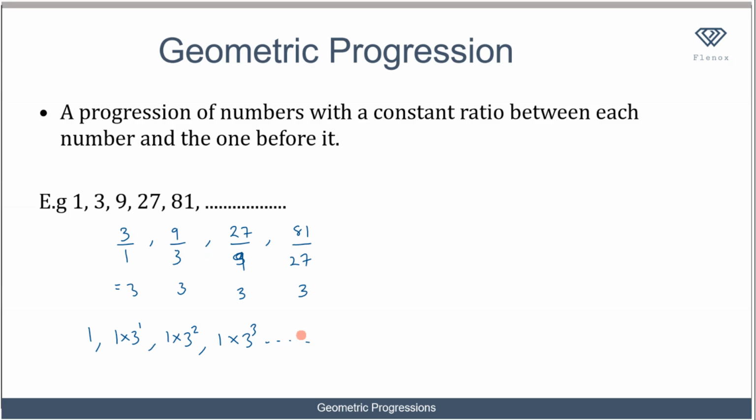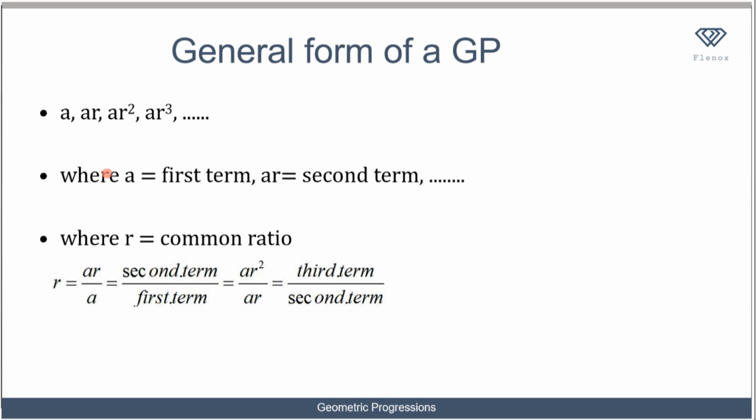So how do we write this in general? In general, a geometric progression is given by a, comma, where a is the first term, then a times the common ratio, r. Then the third term will be the second term, which is ar, times the common ratio again. That is why you have ar squared. Then the fourth term will be the third term times the common ratio, which gives you ar cubed. And the common ratio is gotten by dividing a term by the term that comes before it. So you can have it by saying either ar divided by a, or ar squared divided by ar, or ar cubed divided by ar squared.